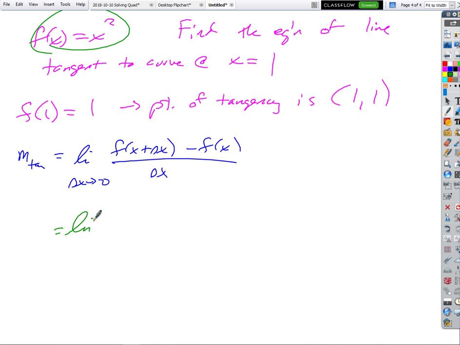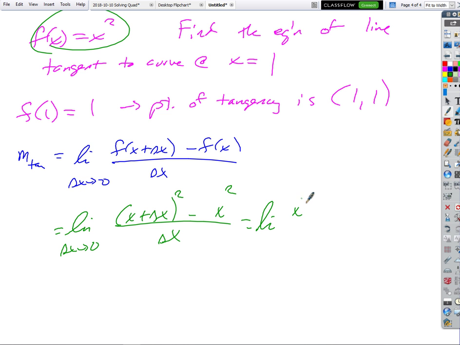What's f of x plus delta x? Well, just in general, I don't want anything expanded out. Just make it simple here. What is it? x plus delta x squared, right? I haven't plugged in 1 yet. So the limit of (x plus delta x) squared minus f of x, which is x squared, divided by delta x as delta x goes to 0. And you guys are pros at this, right? This kind of stuff is no big deal. What would we do to simplify this? Expand out.